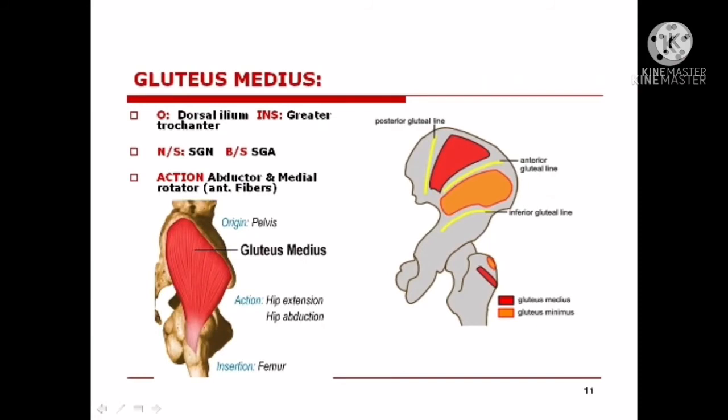The gluteus medius arises from the posterior ilium, in between the anterior and posterior gluteal lines. It inserts upon the greater trochanter of the femur, and its nerve supply is from the superior gluteal nerve, and its blood supply is from the superior gluteal artery. The action is abduction and medial rotation of the thigh.